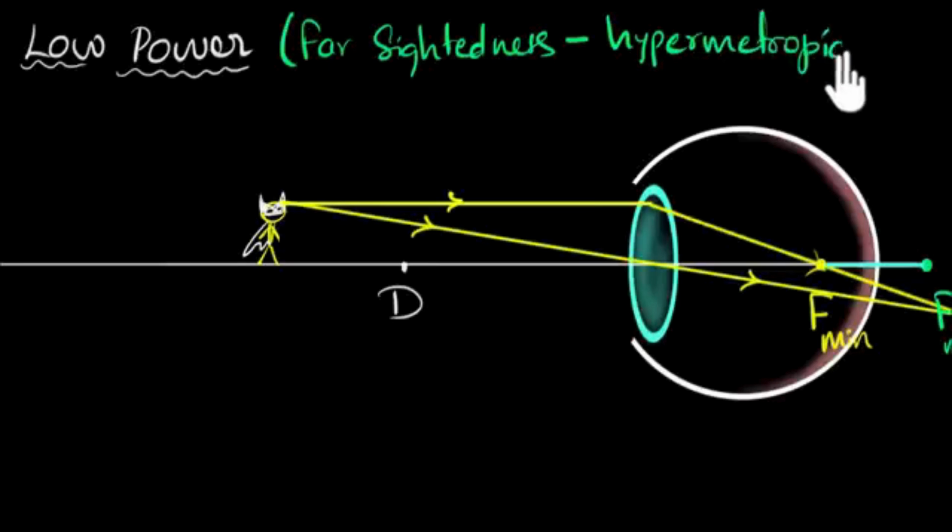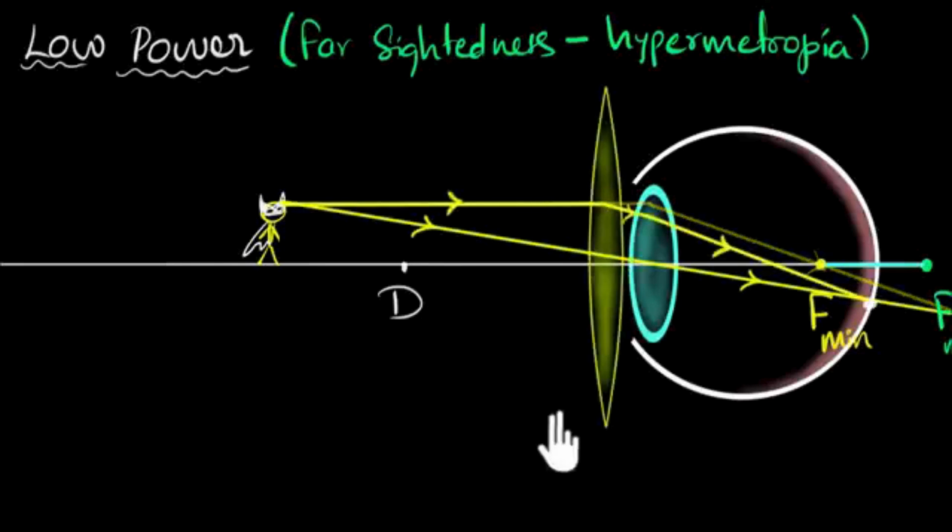Hypermetropia. And again, pause the video and think whether we should use a converging lens or a diverging lens. Well, this time our eyes have lower than usual power, which means we need to increase its converging power. We have to use a converging lens, a convex lens of suitable focal length, so that it will help converge the beam of light back onto the retina. And that's how we can solve the problem of farsightedness.